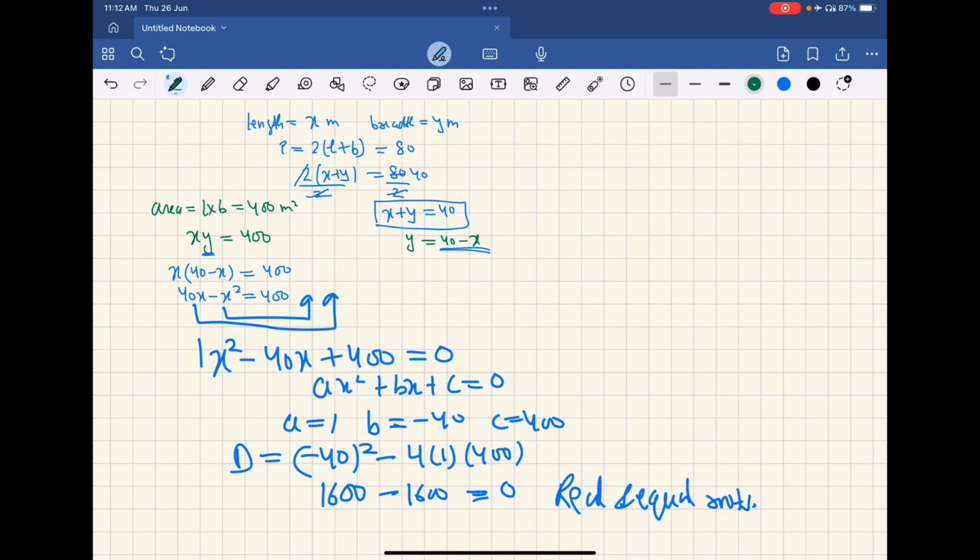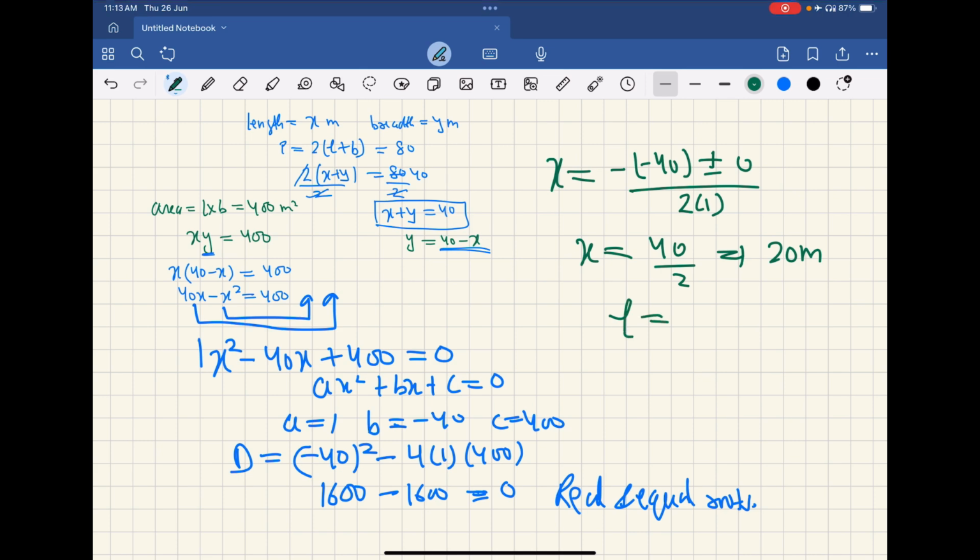So how can I find x now? I will use the formula minus b. So minus of minus 40 प्लस माइनस, नाउ डी तो जीरो है तो उसका रूट भी जीरो होगा एंड डिवाइडेड बाय 2a, 2 into 1. So you are getting x equals 40 by 2 which is 20 मीटर. So हम ये कह रहे हैं कि ऐसा रेक्टेंगल जो होगा, एक्चुअली इट इज अ स्क्वायर जिसकी लेंथ भी 20 मीटर है एंड ब्रेड्थ भी 20 मीटर है. Okay, so this is how we solve this, and with this question we are done with NCERT quadratic equation.